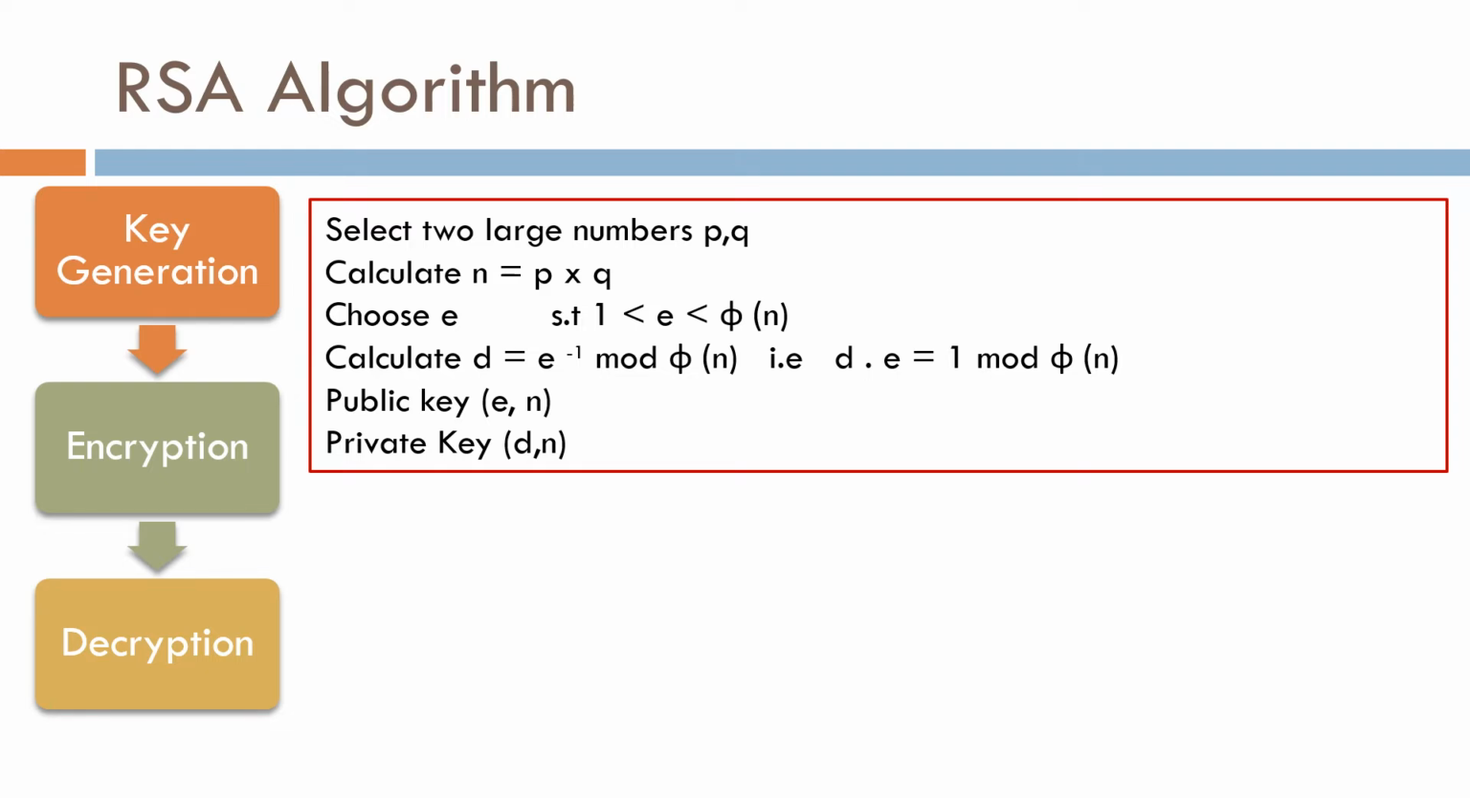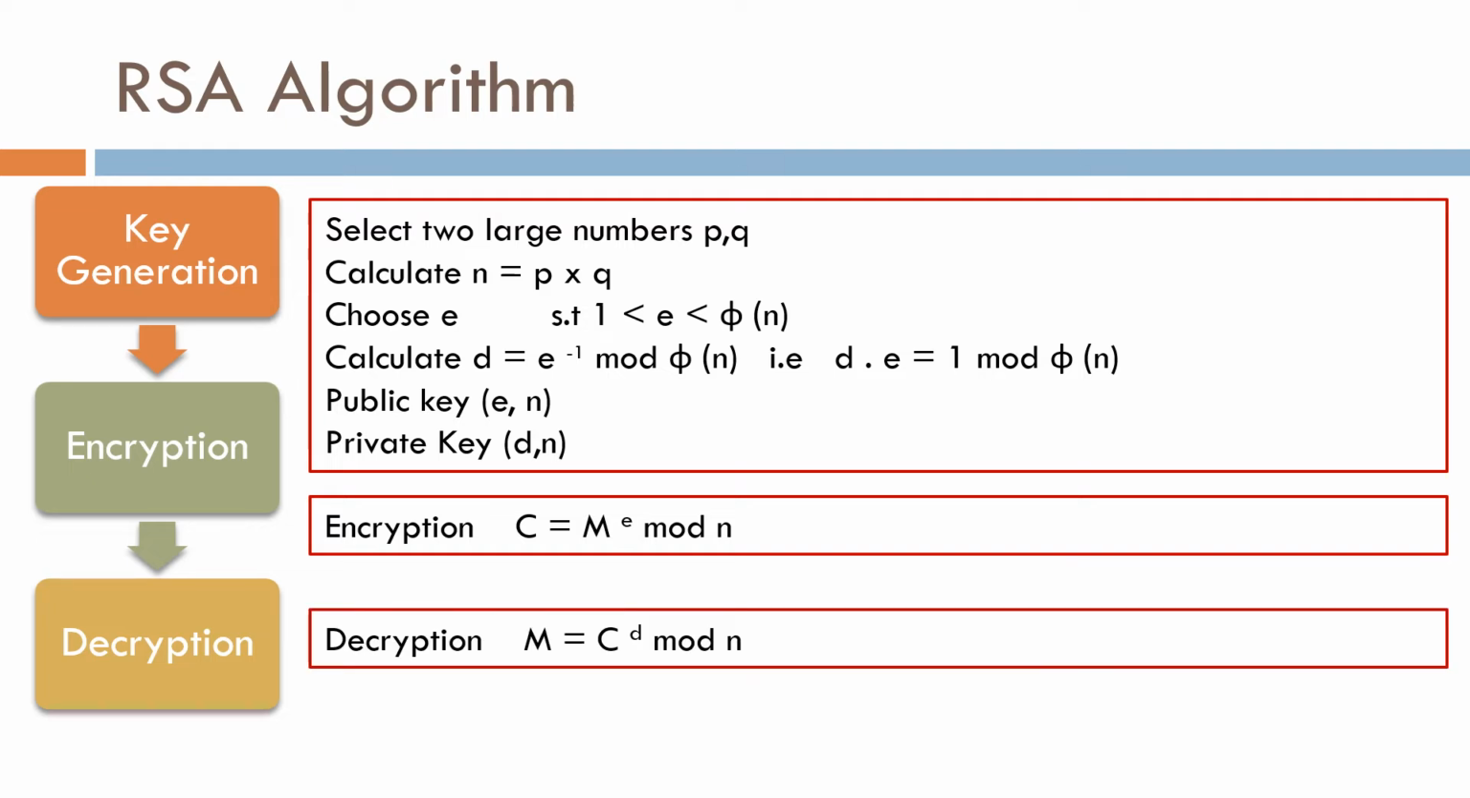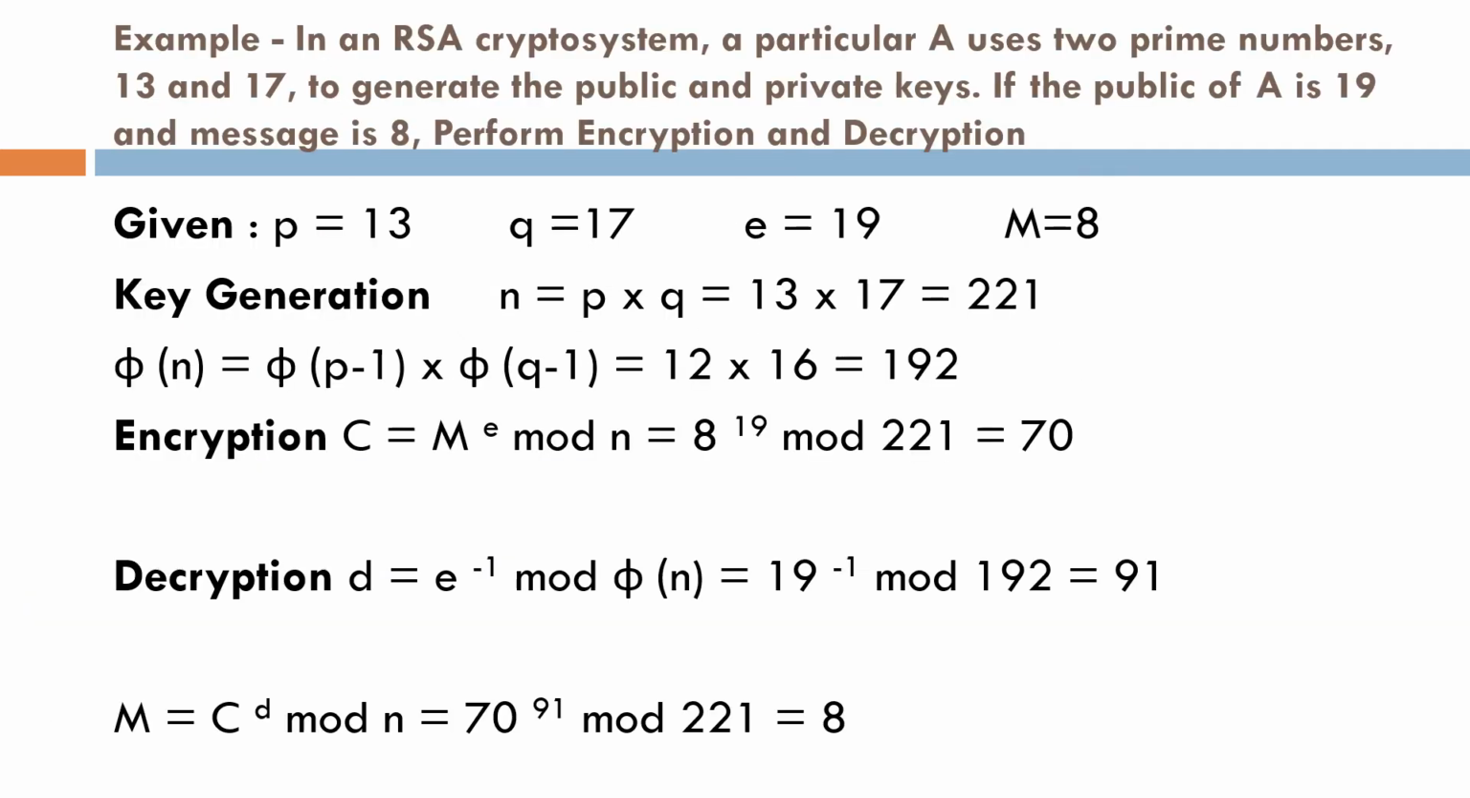Then we have to calculate the value d, which is equal to e inverse mod φ(n), so that we can derive the public key pair as (e, n) and the private key pair as (d, n). The public key pair is used for encryption and the private key pair is used for decryption. So the ciphertext C is equal to m power e mod n. m is the actual message and e is the public key value. And decryption, which is the inverse process of encryption, is m equal to c power d mod n. So we can get the actual message by using this formula.